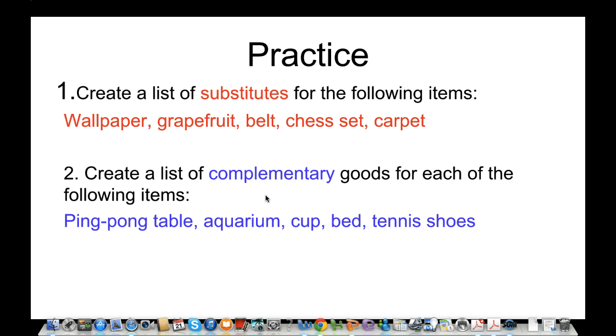For this practice, I'm going to ask you to, on a sheet of paper, jot down some examples. For number 1, create a list of substitutes for the following items, and then create a list of complementary goods for each of the following items. Go ahead and hit pause on this screencast and take a moment and jot down some different examples that you can come up with. Now there are lots of different options and lots of different answers here, but here are a few things that maybe you could have written down.